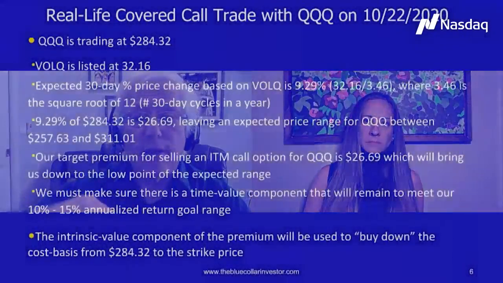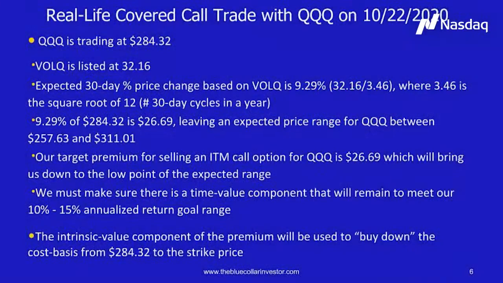So now we can establish a trading range based on VOLQ of the Qs at that point in time. So our target for our premium, 9.29% of 284.32, came to 26.69. That's our target premium that we're looking to generate when we sell that call option that will bring us down to the low end of the range. That would bring us down to a break-even point of 257.63.